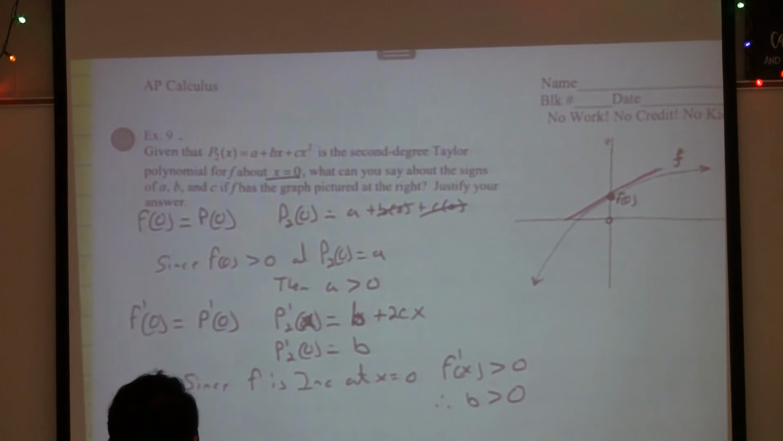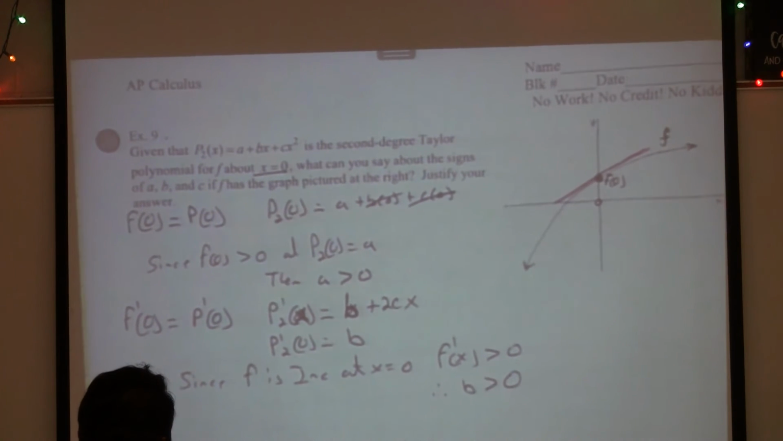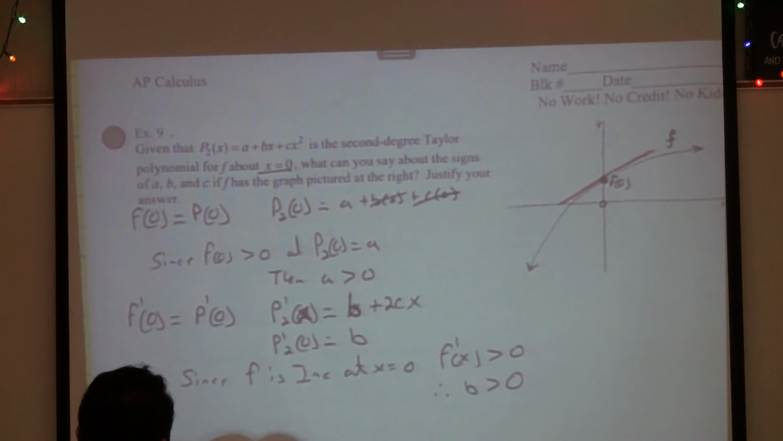Wait, do you have to show that work, or can you say it's positive just by looking at the graph? Well, they want you to justify it. Okay, so you have to justify. You have to provide some reasoning. If it were multiple choice, you could just look at the graph and write what you wanted. Right? Okay. How about the next one?